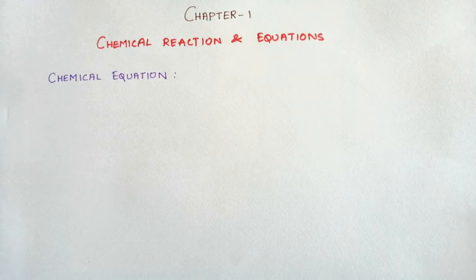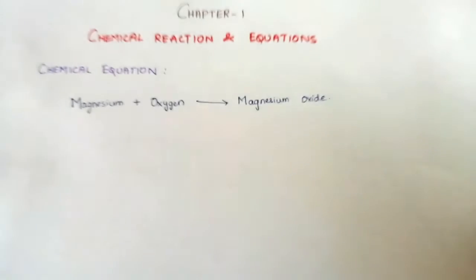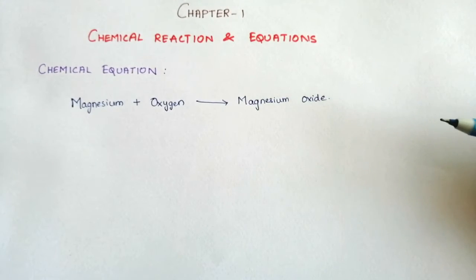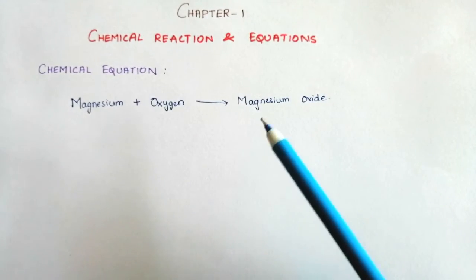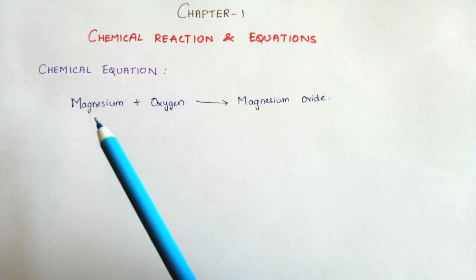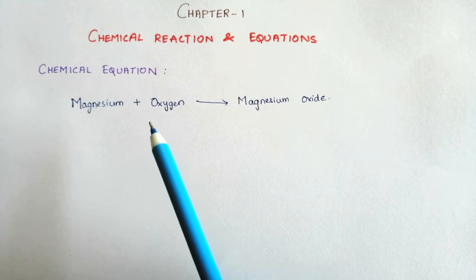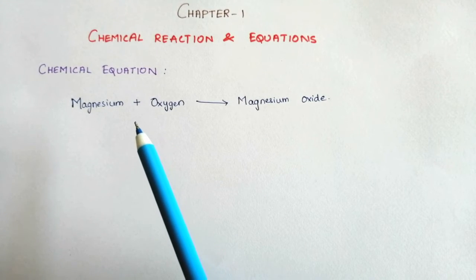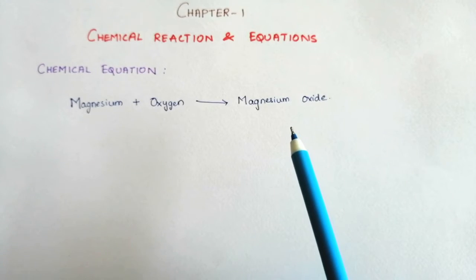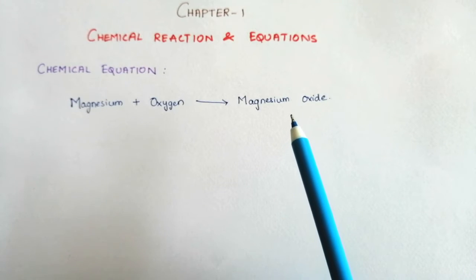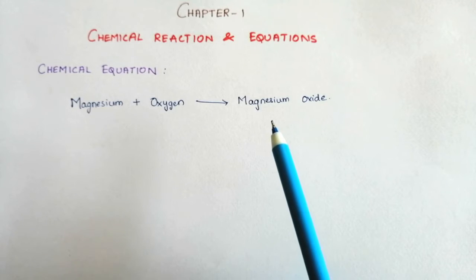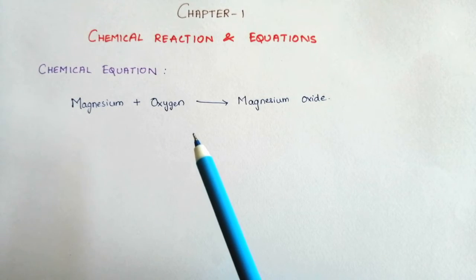But in order to make it shorter, we are using words instead of the sentence. This is known as the word form of a chemical equation. That is, we are writing the chemical reaction in the form of words, like magnesium reacts with oxygen to form magnesium oxide. Here magnesium and oxygen, whatever we write on the left hand side, we call reactants. Whereas the substance formed on the right hand side, we call the product. These are the reactants and this is the product.